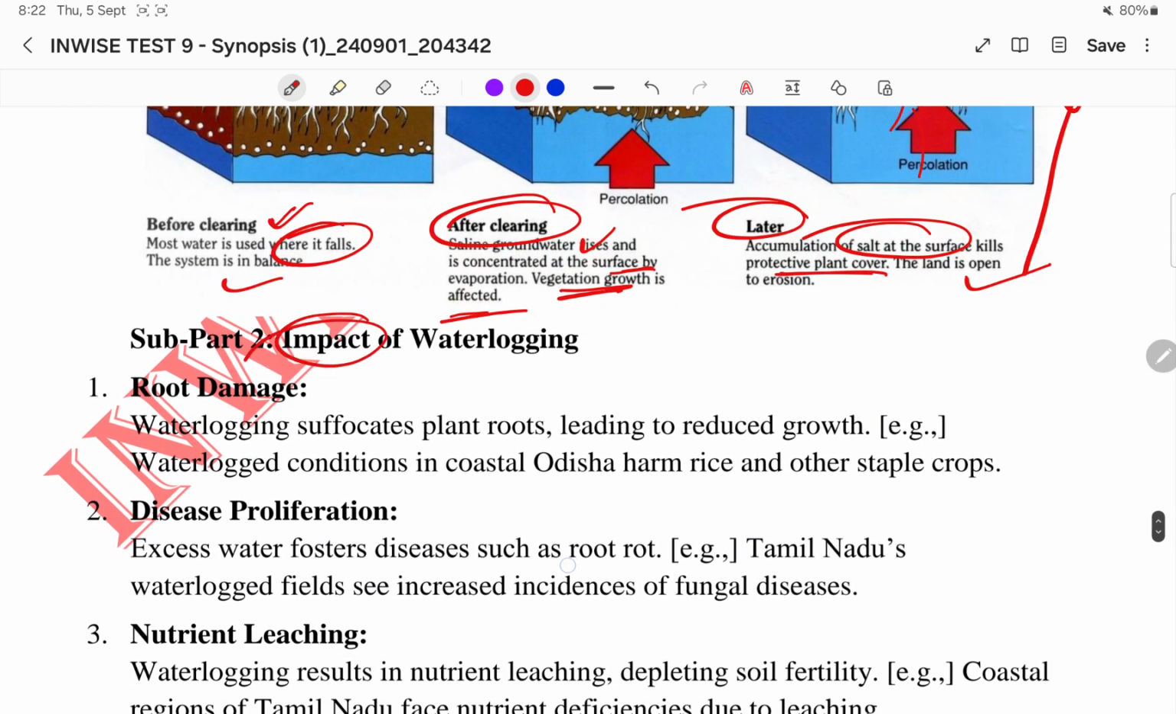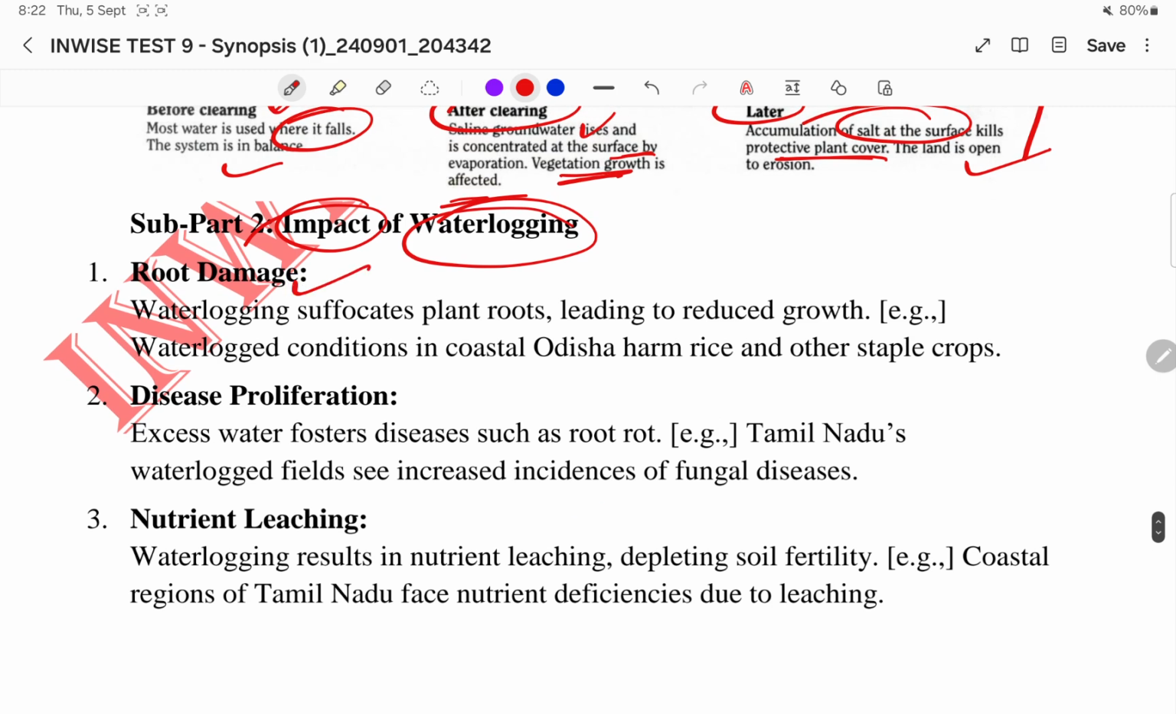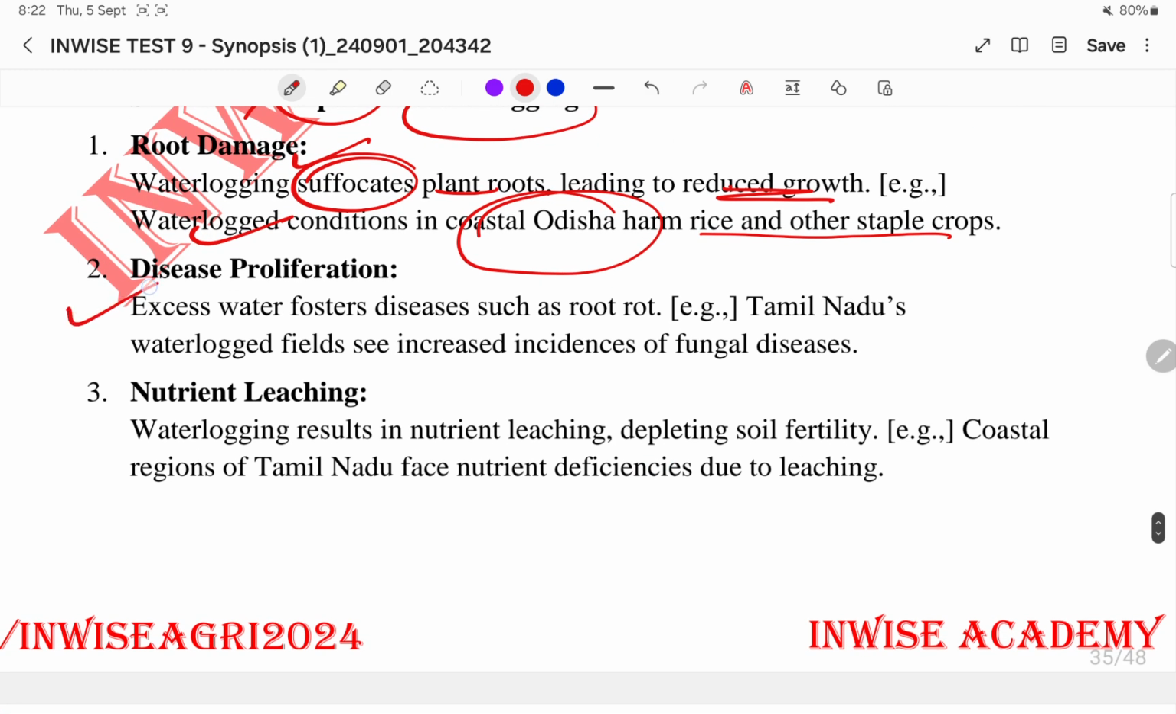So, part 2. Come to the waterlogged condition. Of course, root damage: it suffocates the plant roots, leading to reduced growth. Like waterlogged conditions in coastal Odisha harm the rice and other staple crops. Then disease proliferation. The excess water fosters diseases such as root rot. So that is the typical example: Tamil Nadu waterlogged soils.